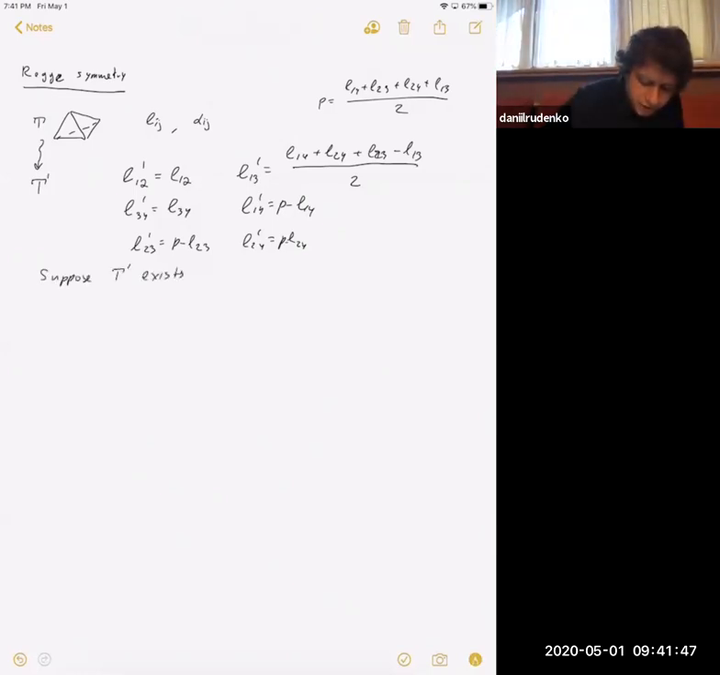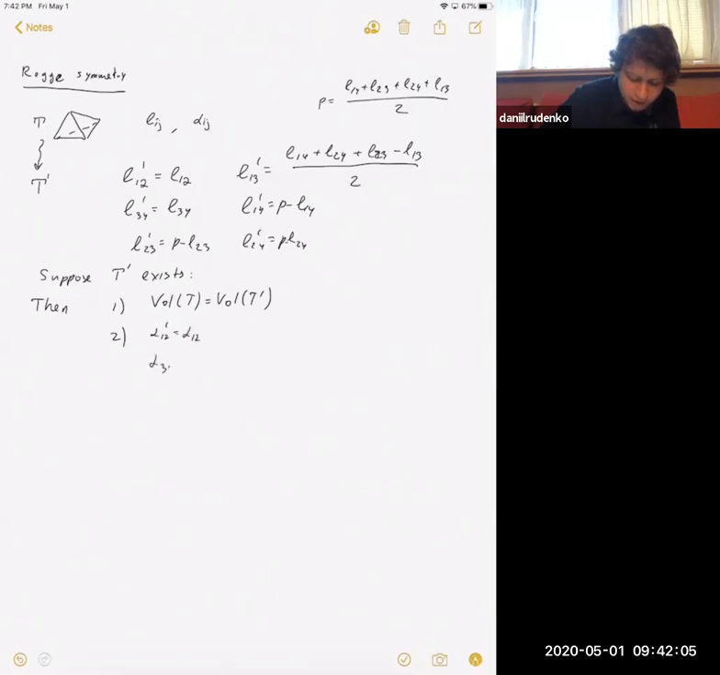And then the following is true. So firstly, the volume of T is the same as the volume of T prime. And secondly, one can compute angles of T prime. And for angles, the same formulas hold. So I will not write all of them down, but just literally the same formulas with substitution of angles instead of lengths of edges.